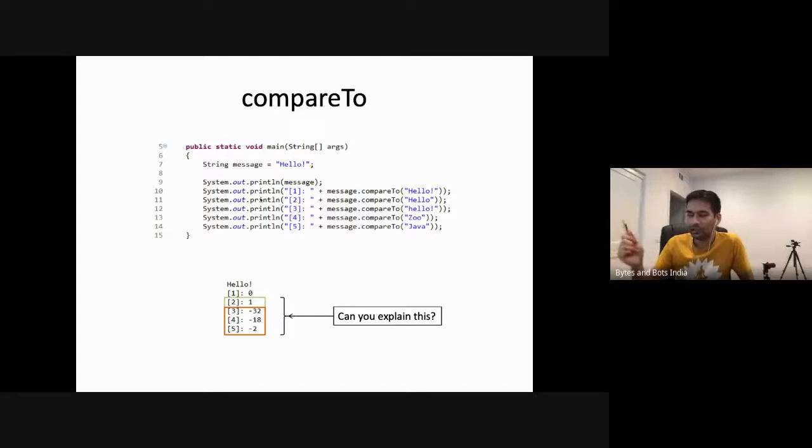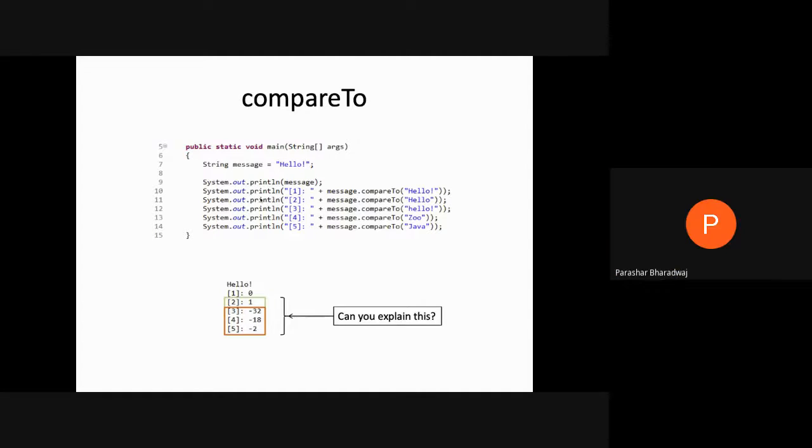So in the English alphabet, H will come first, and J is like two characters from H, right? So you're comparing a lower order character by a higher order character. It's a negative two.